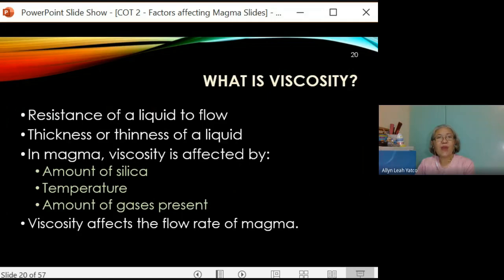We can also describe viscosity as how thick or how thin a liquid is. In terms of magma, the viscosity of magma is affected by three factors: its temperature, the amount of silica present in magma, and the amount of gases present in magma. The viscosity of the magma also affects the flow rate of magma. Kapag pinag-uusapan natin yung flow rate, gaano ba kabagal o kabilis umagos ang magma?